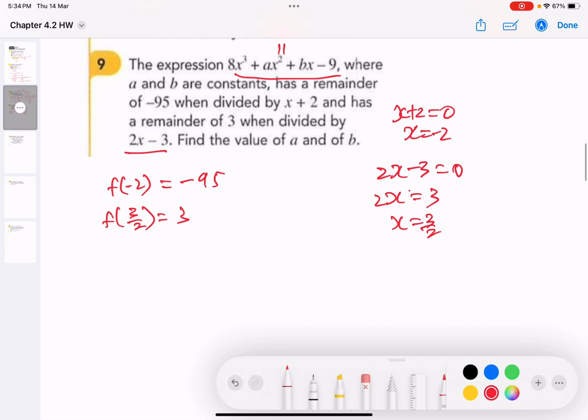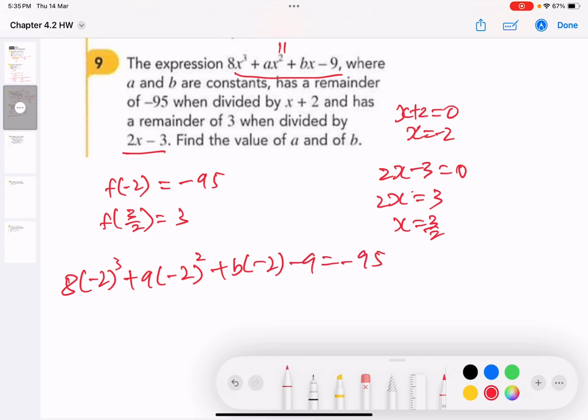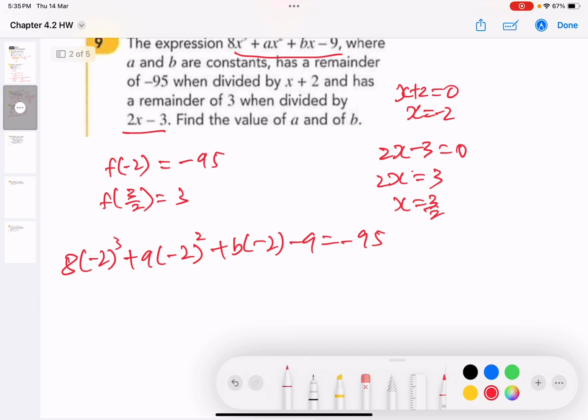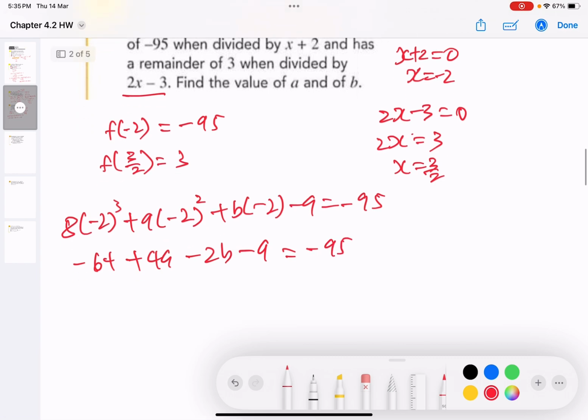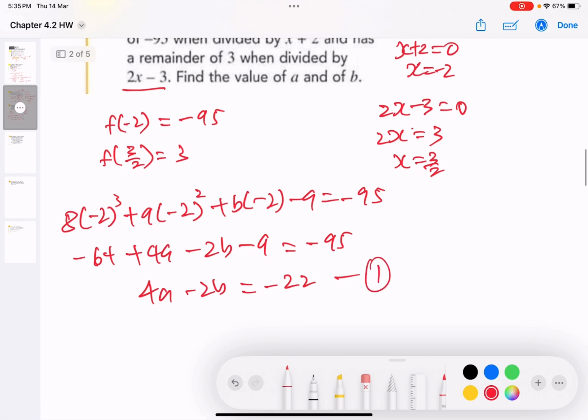All right, so the first one, I'm going to substitute negative 2 inside. I'm going to get 8 times negative 2 cubed plus a times negative 2 squared plus b times negative 2 minus 9 is equal to negative 95. This is my equation number 1. I'm going to simplify things. Negative 64 plus 4a minus 2b minus 9 is equal to negative 95. And this simplifies to 4a minus 2b. I bring everything over to the right hand side. I'm going to get equal to negative 22. So this is my equation number 1.